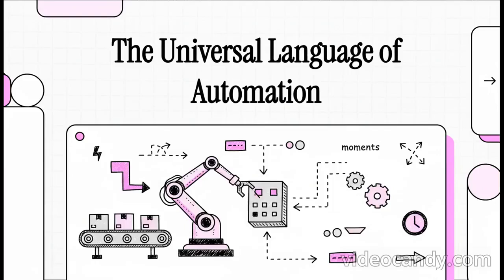Ever wonder what a simple conveyor belt and, say, a super complex robotic arm have in common? Well, today, we're going to explore the universal language they both speak, a language of moments, decisions, and data. And trust me, once you get it, you'll start seeing it everywhere.